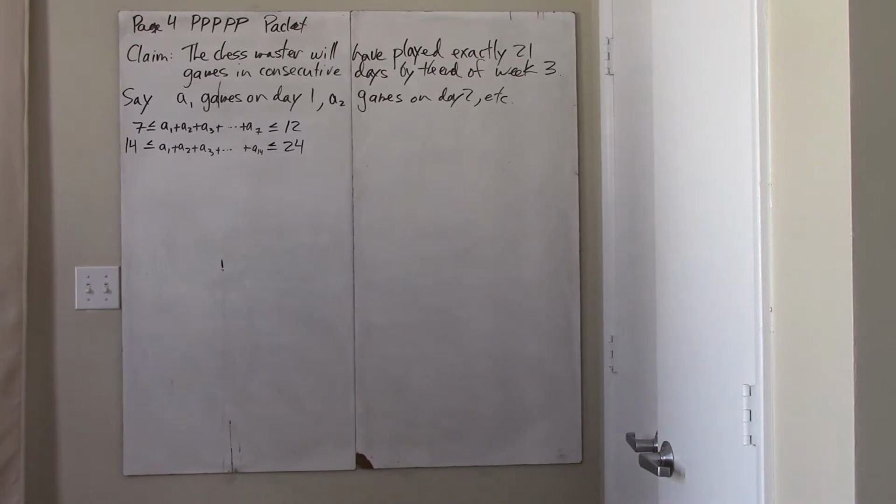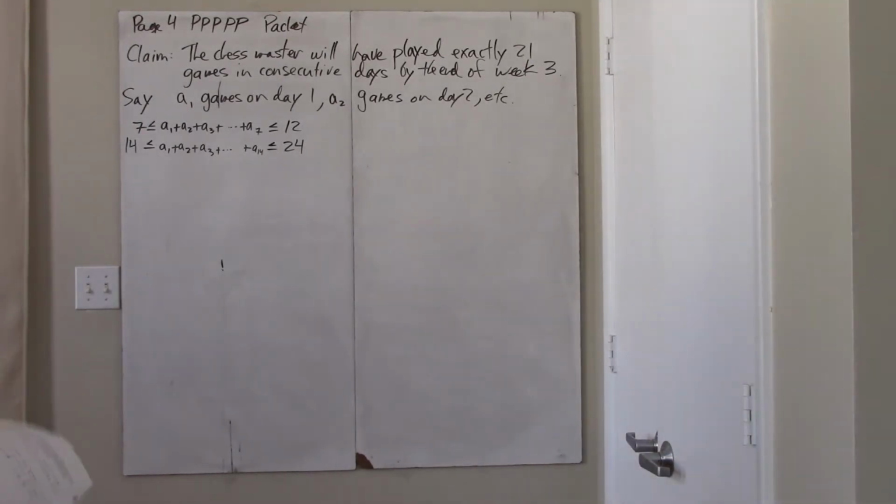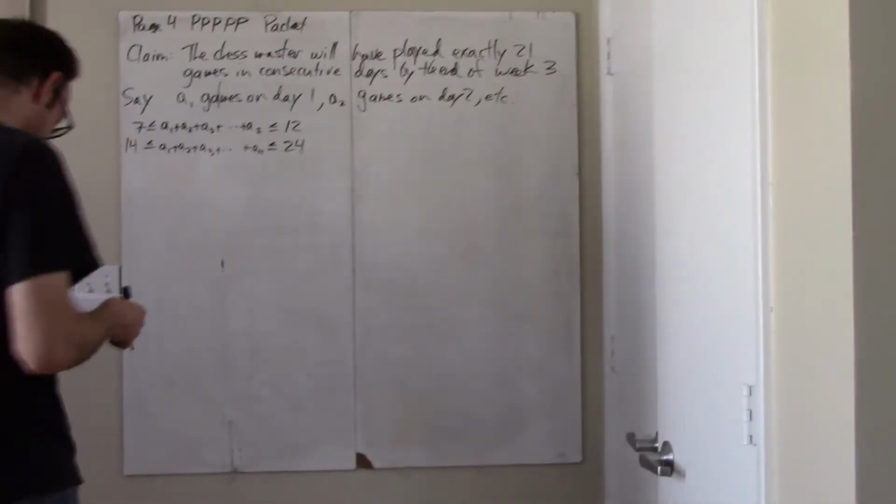He doesn't play more than 12 games in a given week, so he plays at most 12 games in week 1 and at most 12 games in week 2. So the first 2 weeks together, of course, he plays at most 24 games.